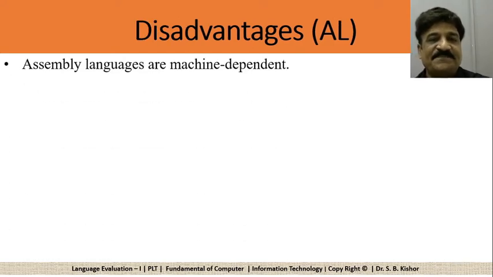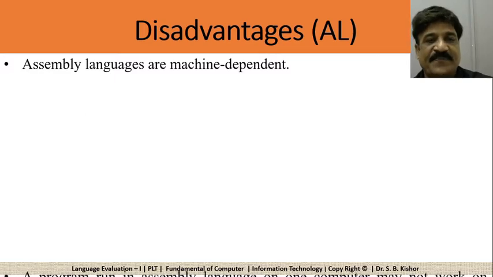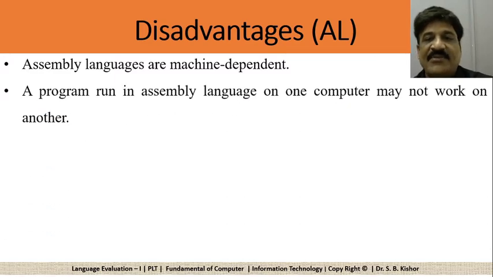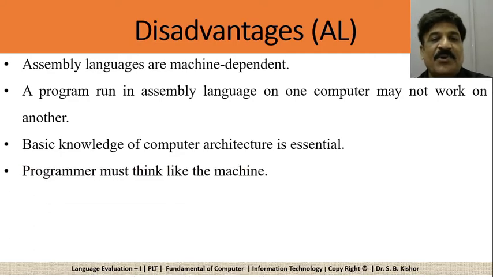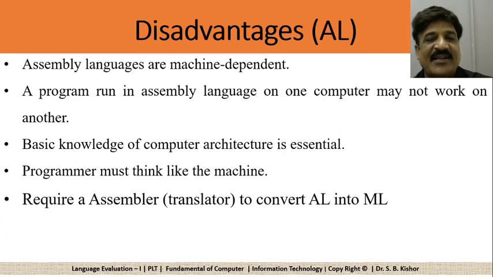Now what are the disadvantages? Assembly languages are again machine dependent. It means a program that you have written on a particular machine may not work on another machine. It means there is less portability. A program written in assembly language on one computer may not work on another, as we have discussed. Basic knowledge of computer architecture is again essential, which will help you to write a program in a better manner. The programmer must think like the machine only. That is the drawback of assembly language, and you require a translator in order to convert the program from assembly language into machine language.